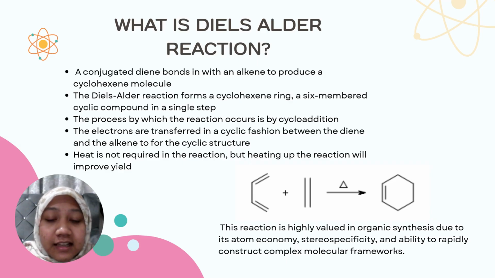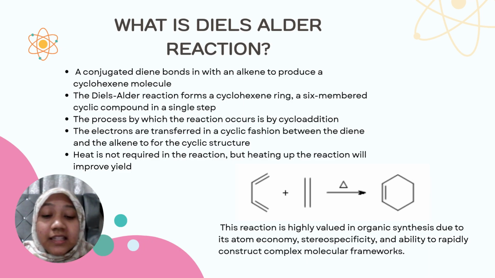For introduction, let us know what is Diels-Alder reaction. So it is when a conjugated diene bonds, as you can see in the diagram, the left one, conjugated diene bonds, react with an alkene to produce a cyclohexene molecule. So the Diels-Alder reaction also can be said DAR. The reaction forms a cyclohexene ring, which is a six-membered cyclic compound, and the reaction is in a single step. So the process reaction occurs is known as cycloaddition.